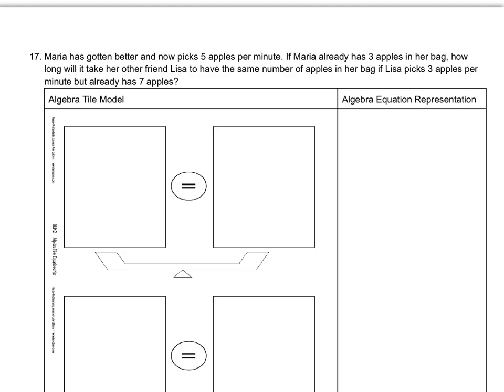Otherwise, again, just start by writing down the things you know or what you're trying to do. We again want to find when Maria is equal to Lisa in this case. What do we know about Maria? Well, Maria can pick 5 apples per minute. Is that idea a slope or a y-intercept? That idea is a slope. Maria already has 3 apples. That idea is our y-intercept. How long will it take is again our x.